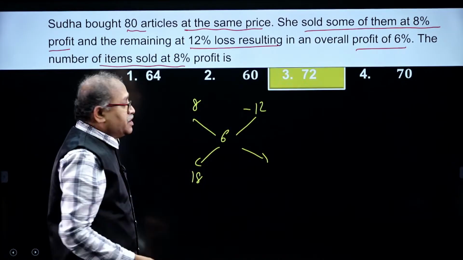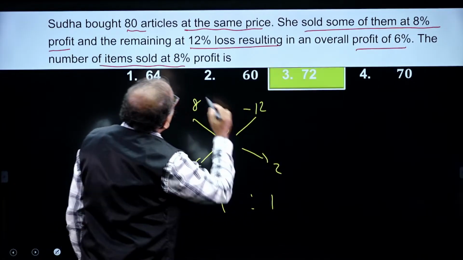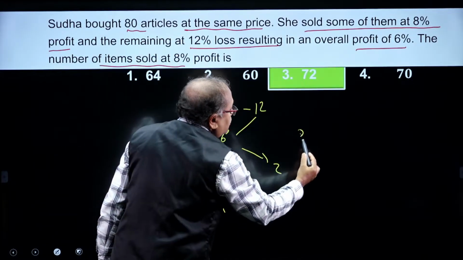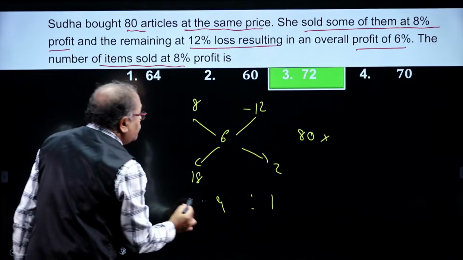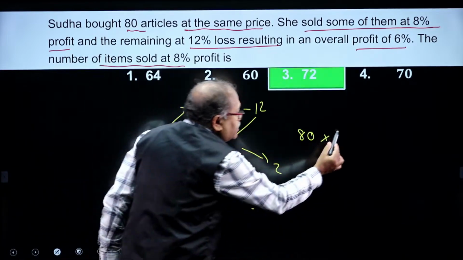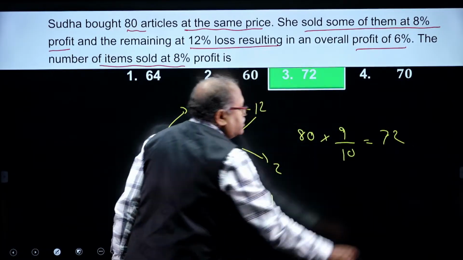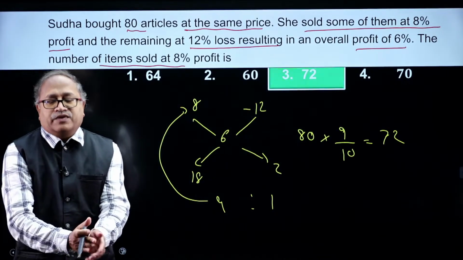So, that has become plus 12, and here it is 2, 9 is to 1, you have already done this one, then 80, and how much is sold at 8% profit, that is 9 part out of 10 part, which comes 8, 9, 72. Well done, my dear friends.